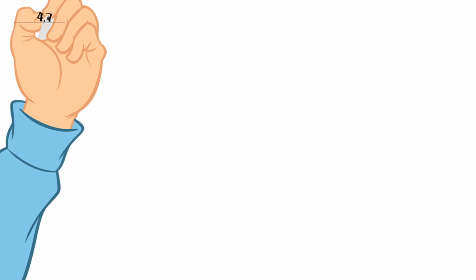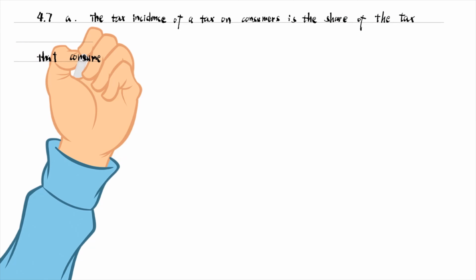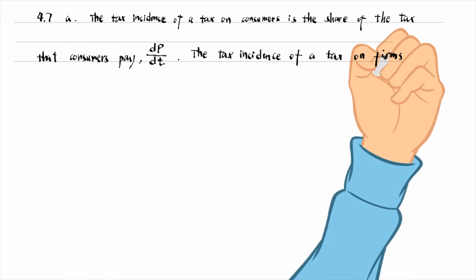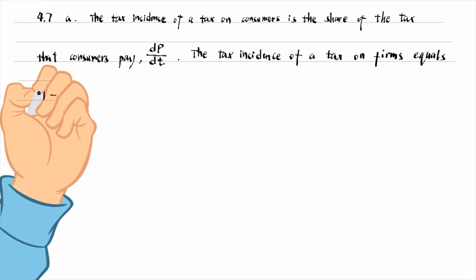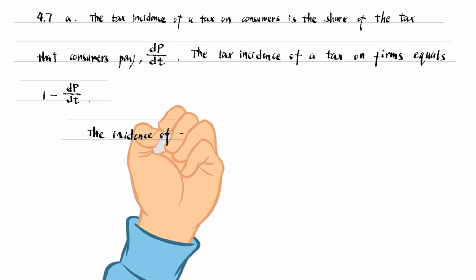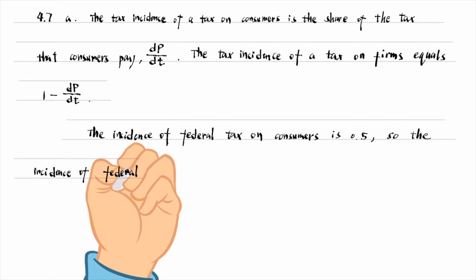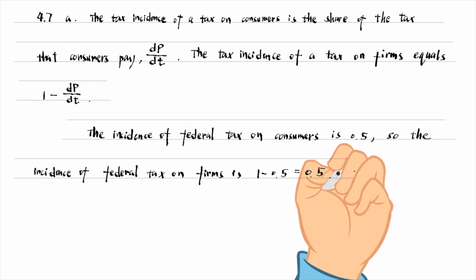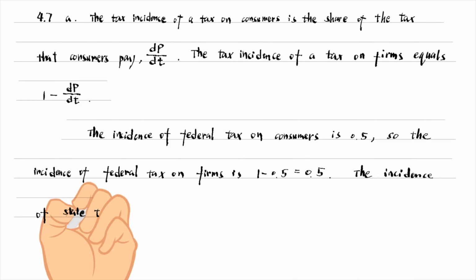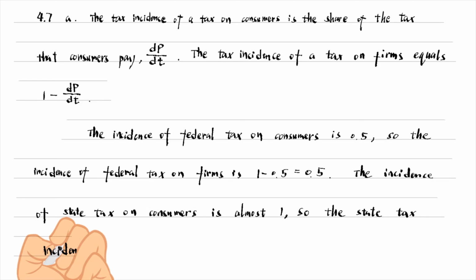The tax incidence on consumers is the share of the tax that consumers pay. The tax incidence on firms equals 1 minus the tax incidence on consumers. From this question, we know that the incidence of federal tax on consumers is 0.5. So the incidence of federal tax on firms is 1 minus 0.5 equals 0.5. The incidence of state tax on consumers is almost 1, so the state tax incidence on firms is nearly zero.